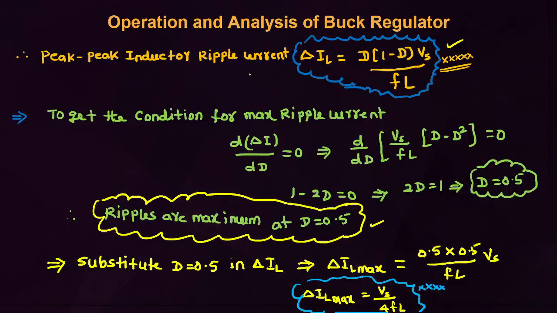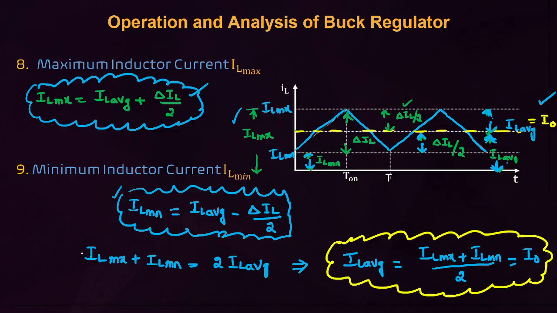Then in a buck regulator, where are the ripples maximum? In a buck regulator, ripples are maximum at duty cycle equal to 0.5, students. Then what is the maximum value of ripple current? The maximum ripple current equals Vs by 4Fl. That you have to concentrate on. Where are the ripples maximum? D equals 0.5. What is the maximum ripple current? Vs by 4Fl.